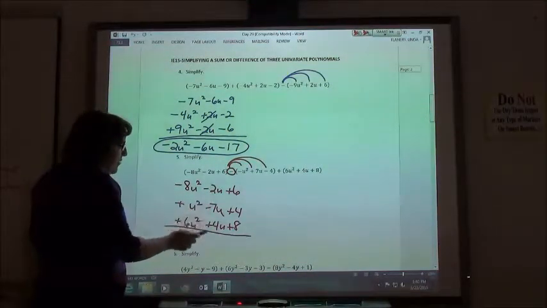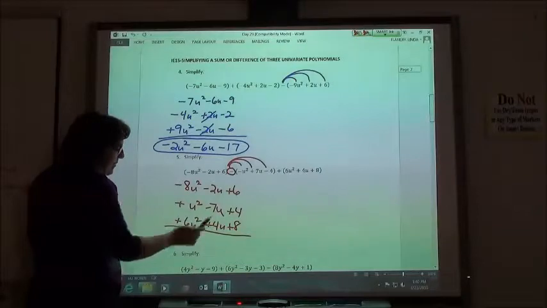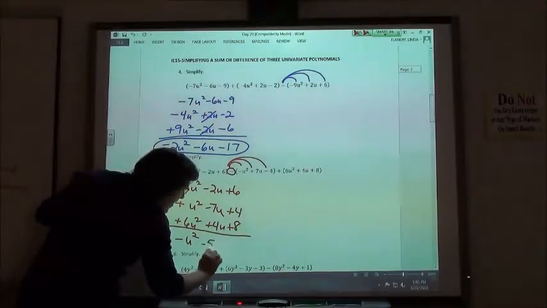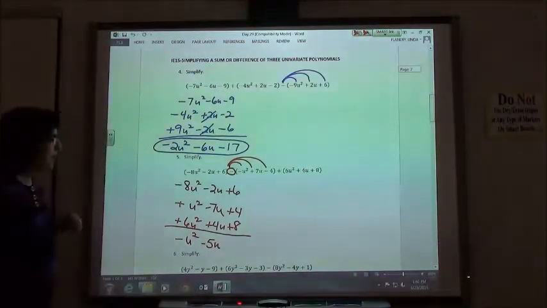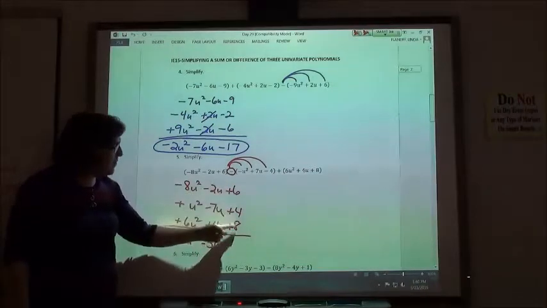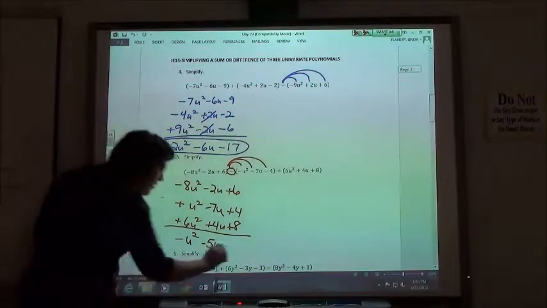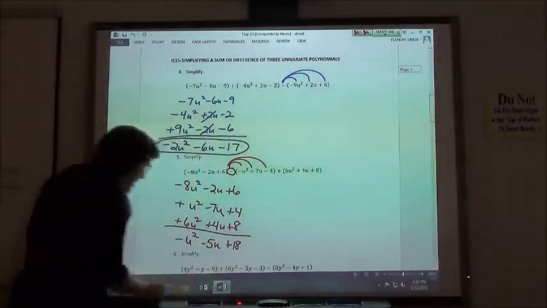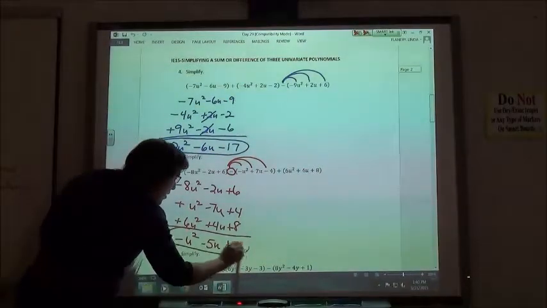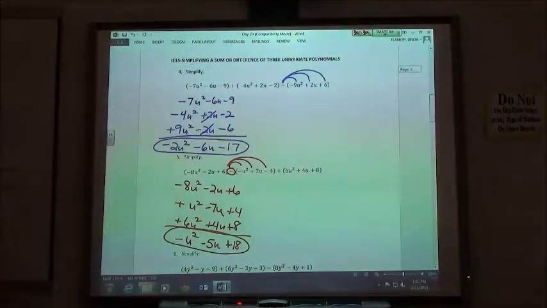Negative 2 minus 7 would be negative 9. Negative 9 plus 4 would be minus 5u. And then 6 plus 4 plus 8, I can just add all those together, plus 18. So negative u squared minus 5u plus 18 would then be my answer.